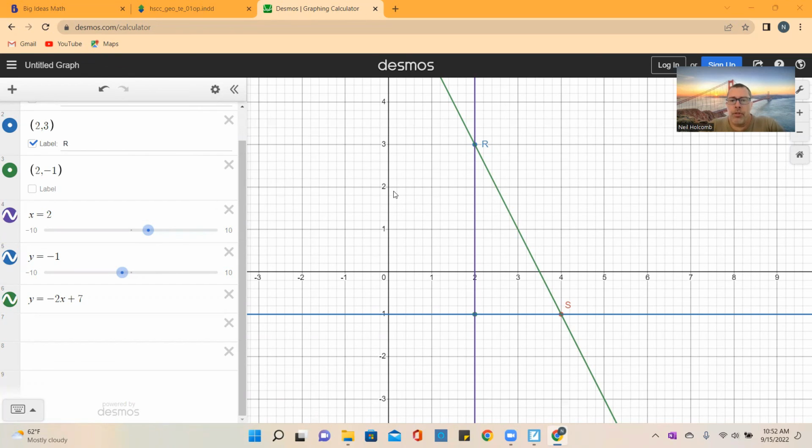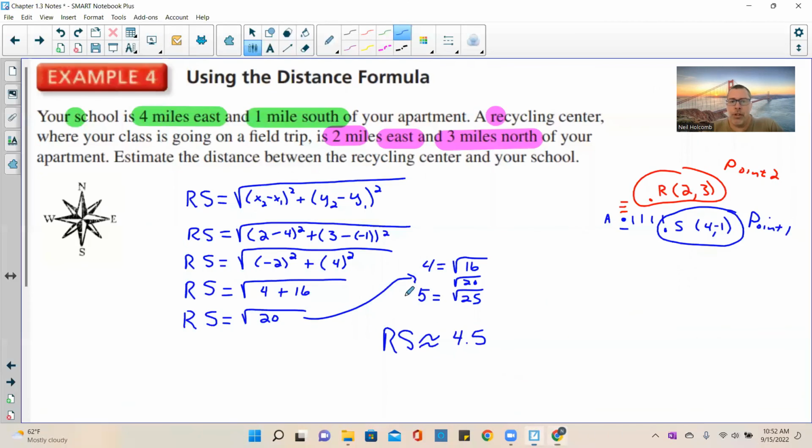So here's our house at 0, 0. The school is 4 miles to the right, south 1. And the recycle center was 2 miles east and 3 miles north. What we just found was the distance between R and S. This distance here is 4 minus 2, which was 2, and this distance here was 3 to -1, which is a distance of 4. So this is 2, this is 4. If I go back to my work, there's my 2, there's my 4, and we got approximately 4.5.